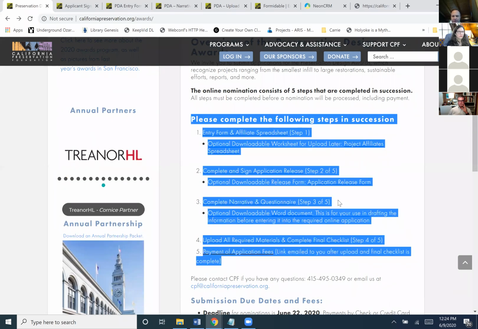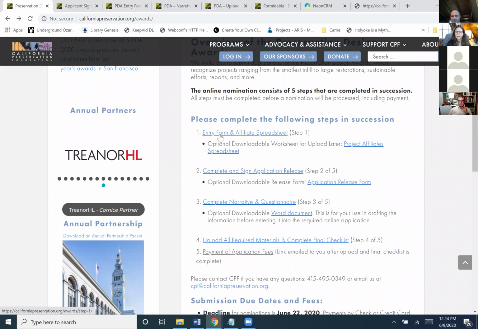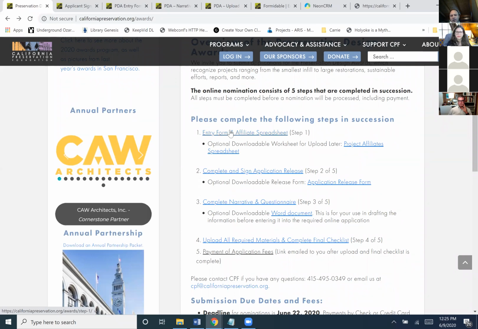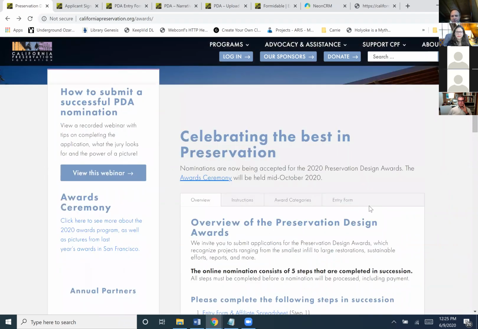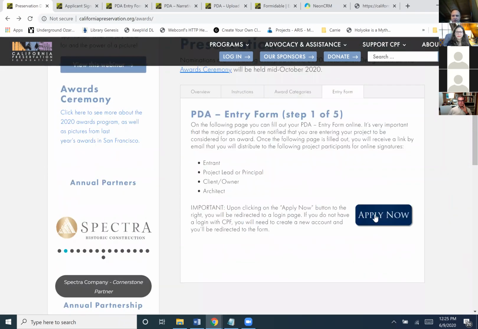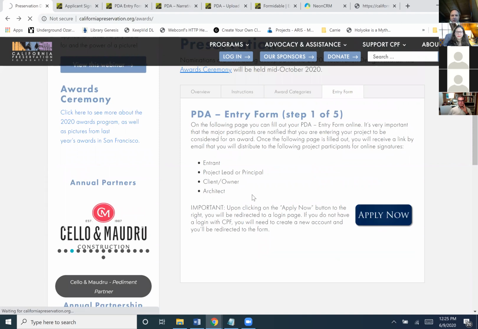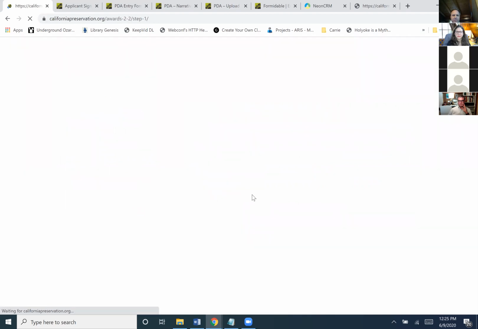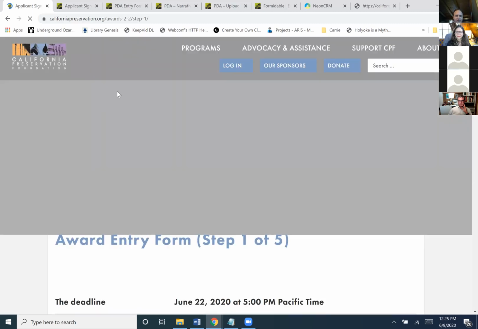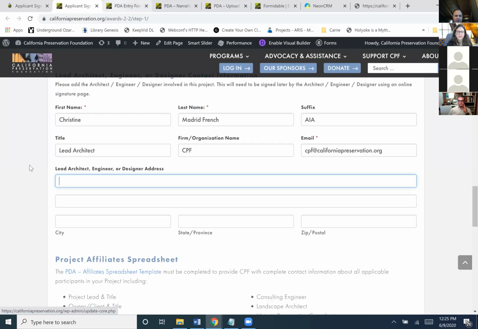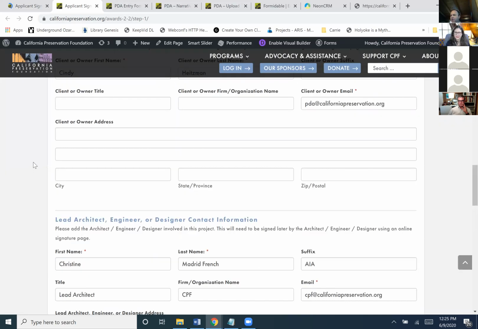You could click on the links individually, but what we recommend is starting with step 1 and moving through them sequentially. So you would click on entry form here, click on apply now, and that'll take you to the first step of the awards application. When you get to the first step, you'll notice I've pre-filled this information out on the page.